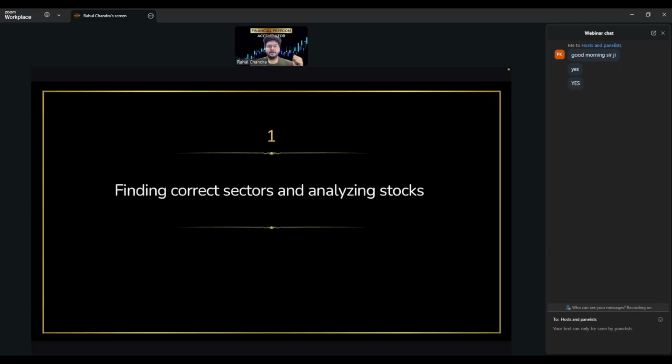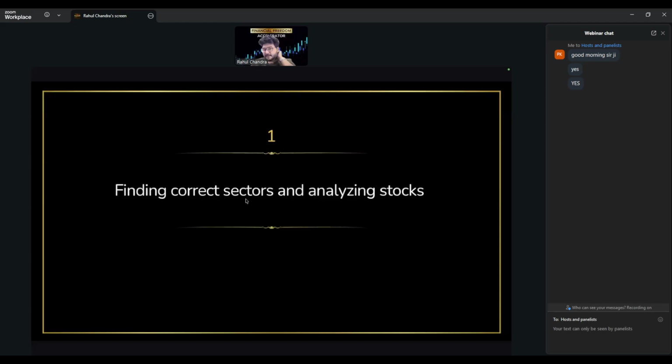Now, the first thing that you need to understand is finding correct sectors and analyzing the stocks, right? That is the first thing that you need to do. Identify the right sectors where there is growth, where there is a lot of room for growth, where there is a lot of support from the government, and it is a space which is evolving. There is a lot of demand, correct? Because only if the sector or the industry is growing as a whole will your small cap also have the room to grow, correct? So that is the first important bit that I want to share with you.